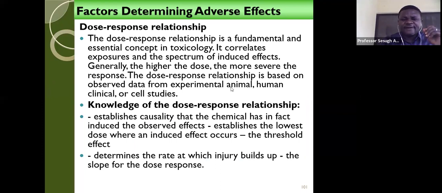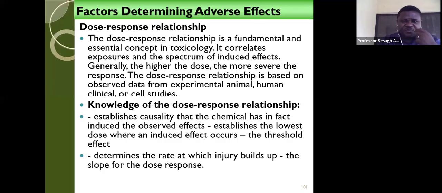Somebody is asking whether the immune status can be considered as a factor that determines toxicity. Yes. If you have a very poor immunity, then you expect a higher toxicity level than where you have a higher immunity. So yes, I can say yes to that.